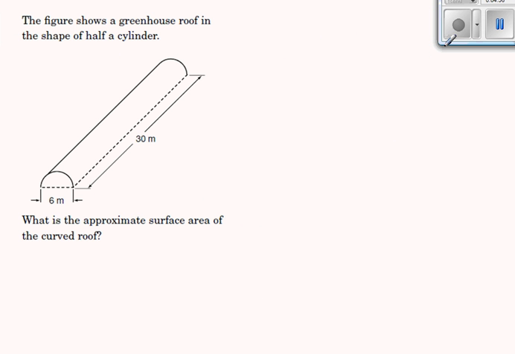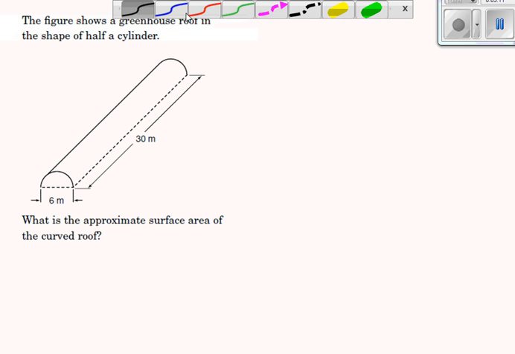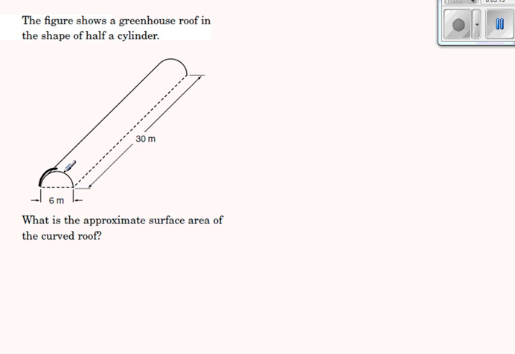Next question. It says the figure shows a greenhouse roof in the shape of half a cylinder. What is the approximate surface area of the curved roof? So before I ask you to press pause, we have to make a decision as to whether or not this area here and the corresponding area that we can't see at the back, do we consider this to be part of the roof?